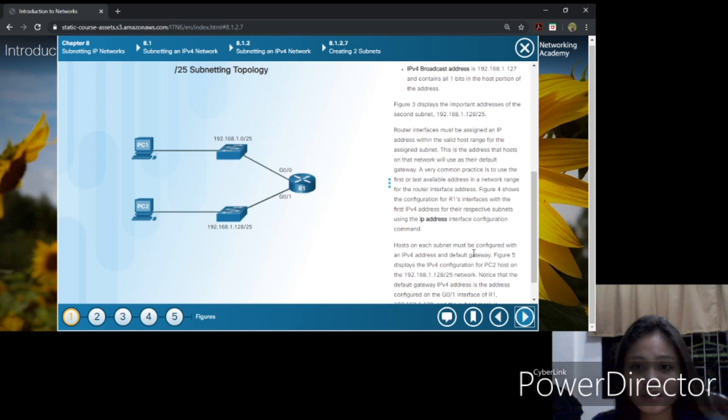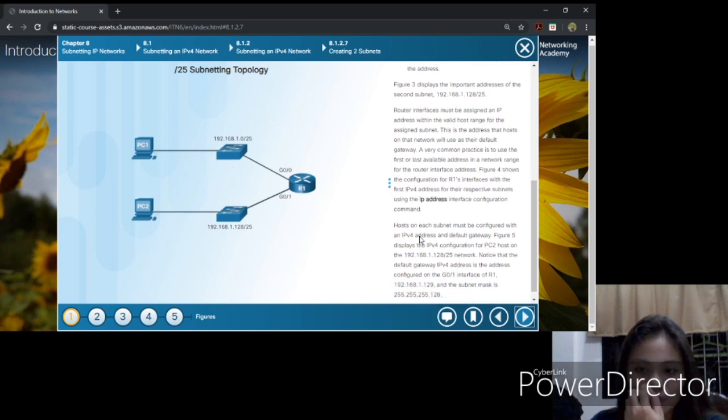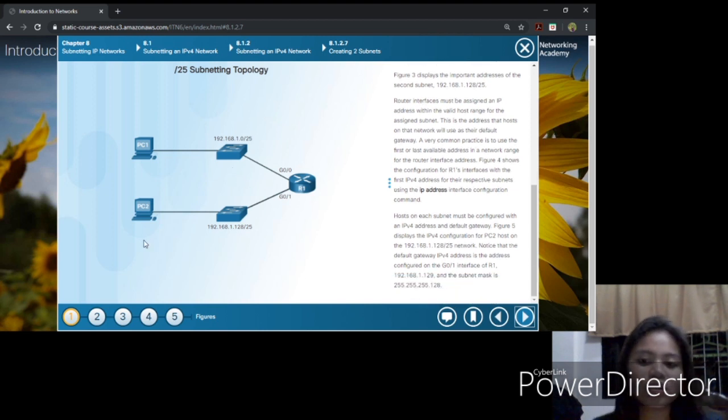So the router interface must be assigned an IP address within the valid host range of the designed subnet, on the respective subnets, using the IP address interface configuration command. So the hosts on each subnet can be configured with the IPv4 address and default gateway.